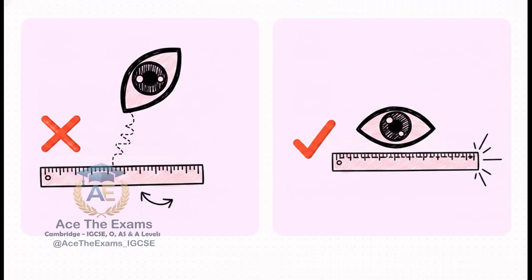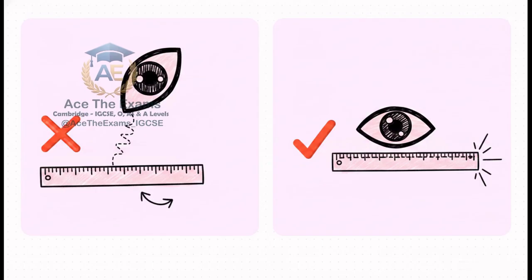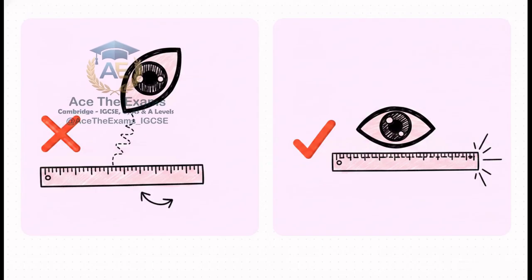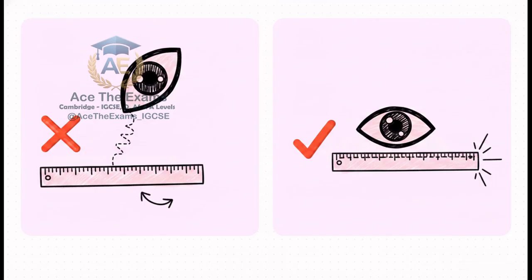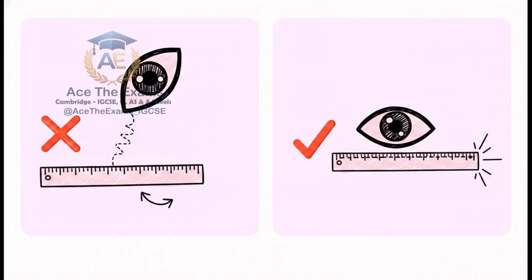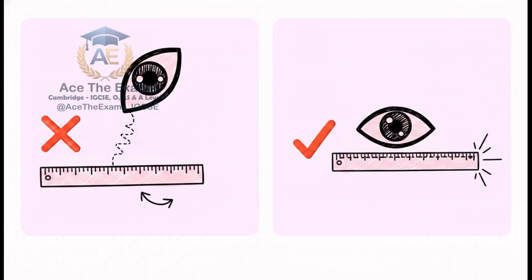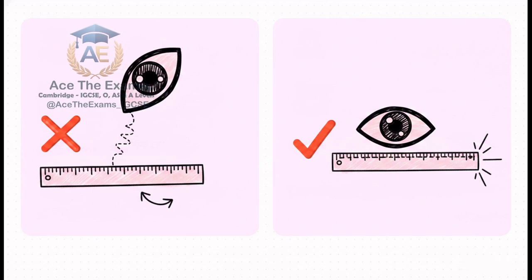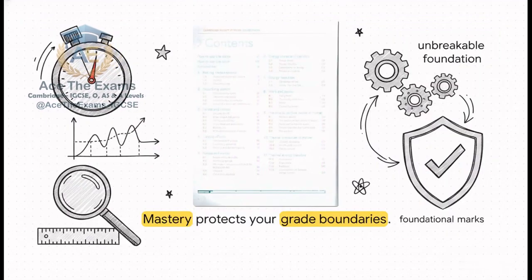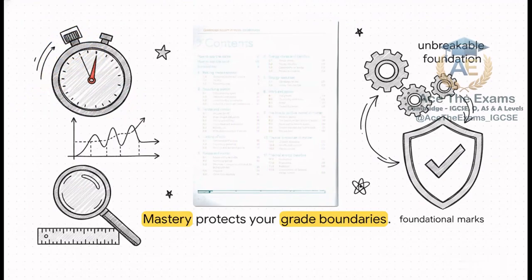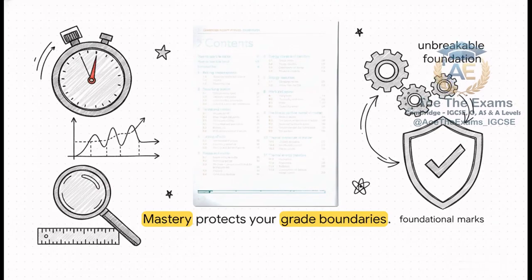Parallax error happens when your line of sight isn't directly perpendicular to the measurement scale, so that gap creates a false reading. Parallax error is that exact examiner clue I promised you earlier. Using that specific terminology changes the grade of your answer completely. By mastering these common mistakes found right at the start of your textbook, measuring time, taking gradients, reading scales without parallax error, you lock in the foundational marks that protect your entire grade boundary.